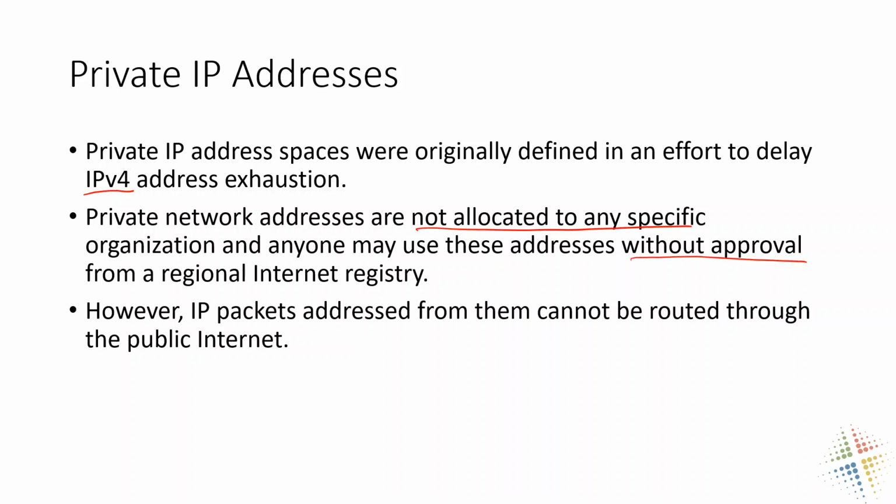You could just simply use them because, well, they are not routed. They cannot be routed through the public internet. Well, if I can't route this network across the internet, then there's no possibility for me to be conflicting with somebody else, and therefore I can use them without approval. Great. So it's an IP address that anybody can use. They just can't route it. Well, that makes life simple for us.